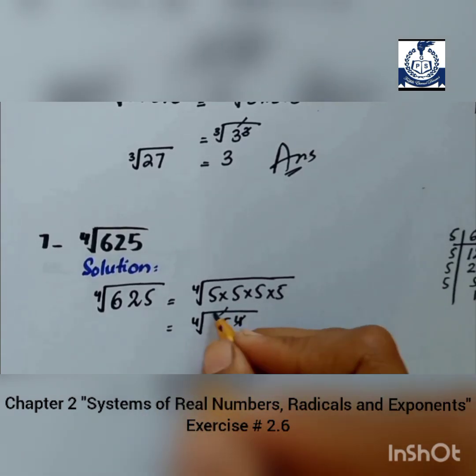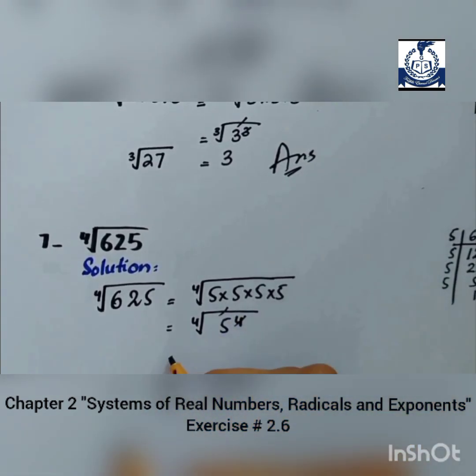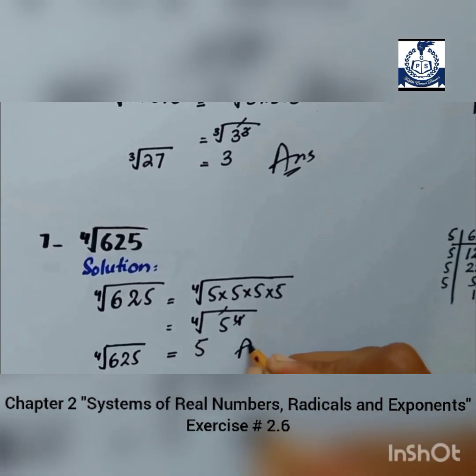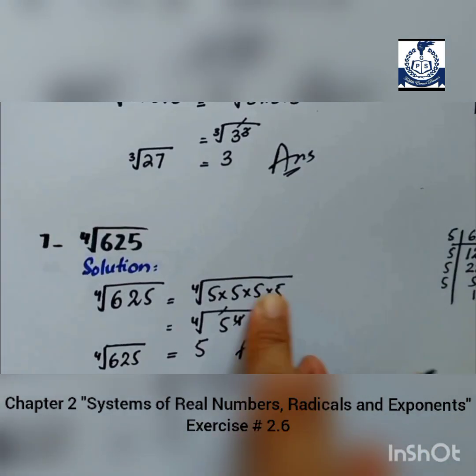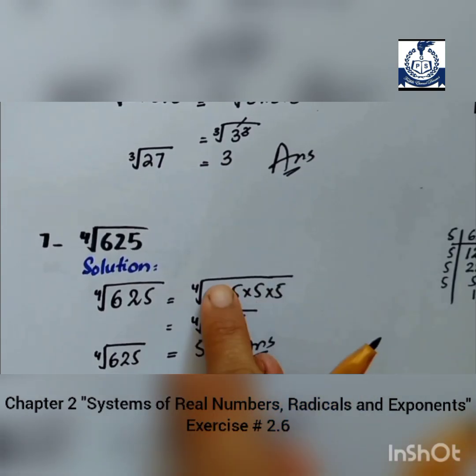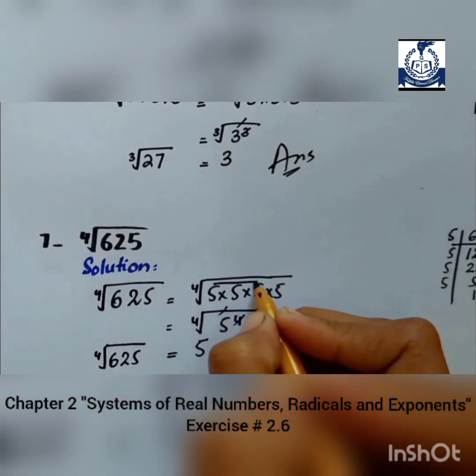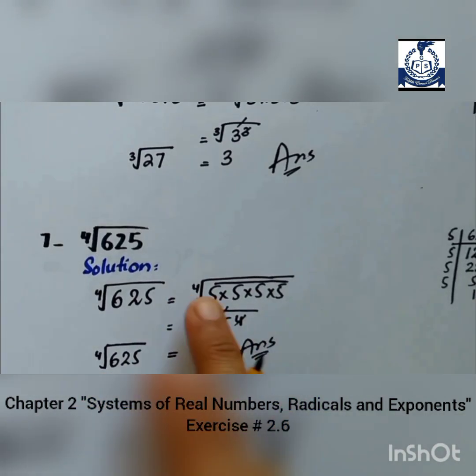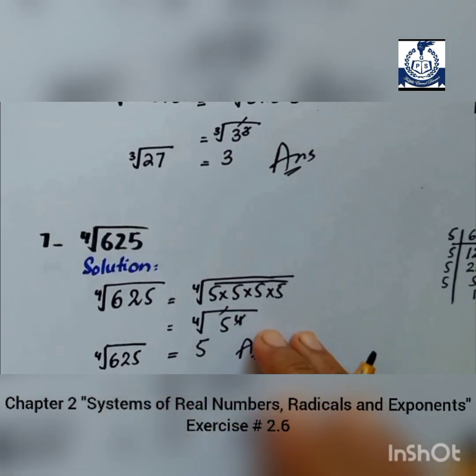Power 4 and root 4 cancel out, so we have only 5 remaining. So 4th root of 625 is equal to 5, is the answer. We have index 4, so that's why we make the pair of 4. If we have index 2, we make the pair of 2, and if we have index 3, cube, we make the pair of 3. Here we have index 4, so that's why we make the pair of 4.